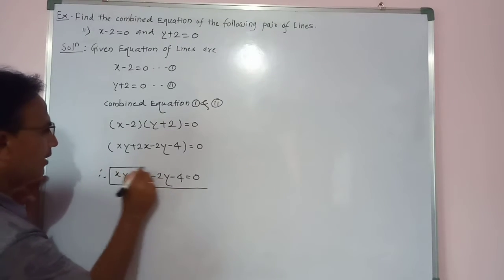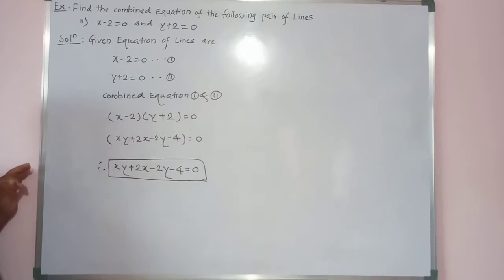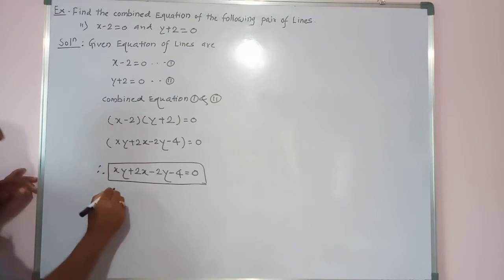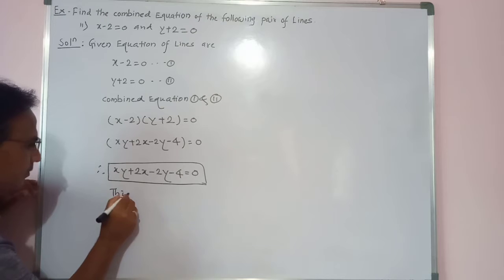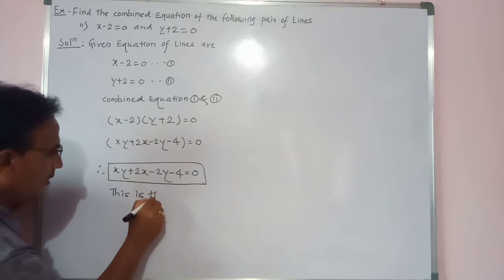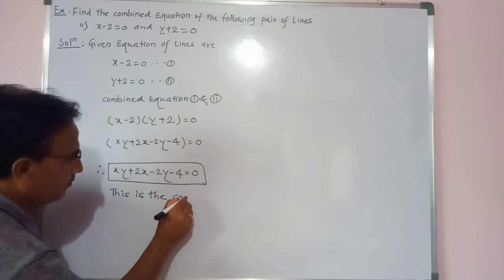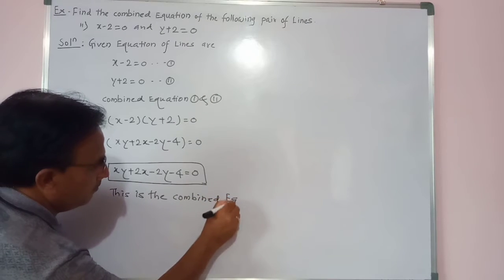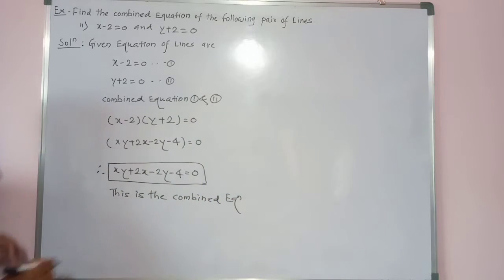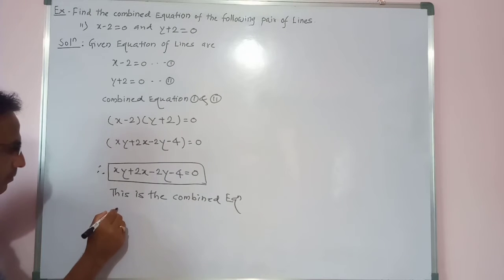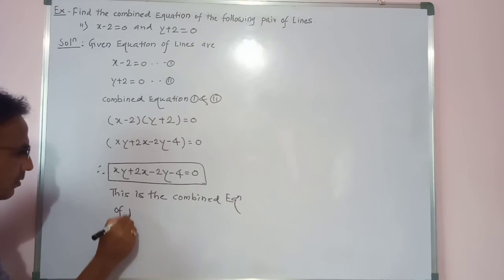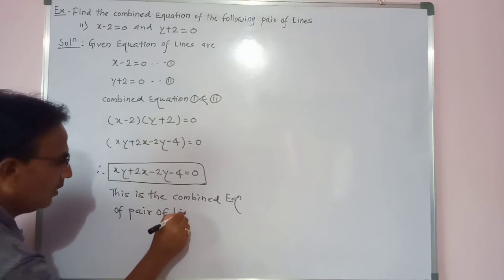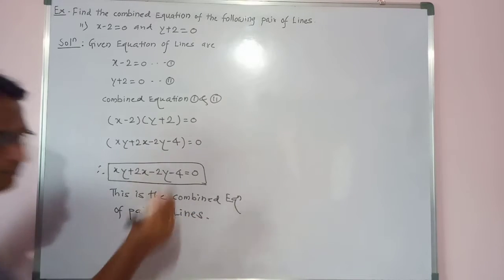This is the required equation of pair of straight lines. This is the combined equation of pair of lines. Okay.